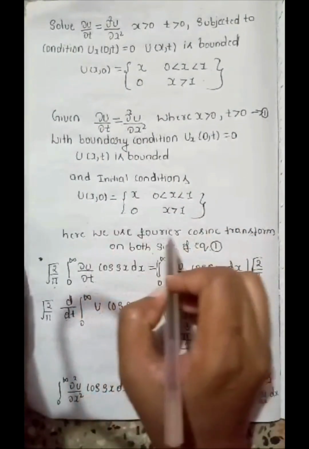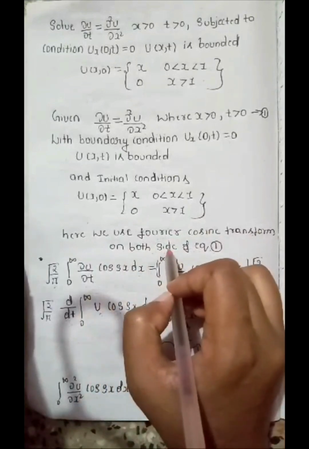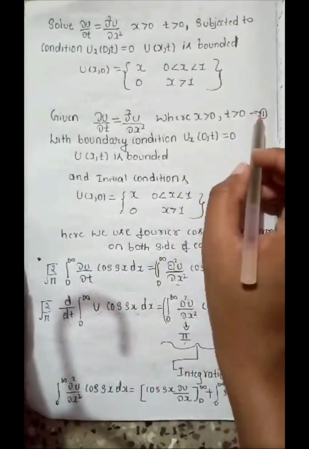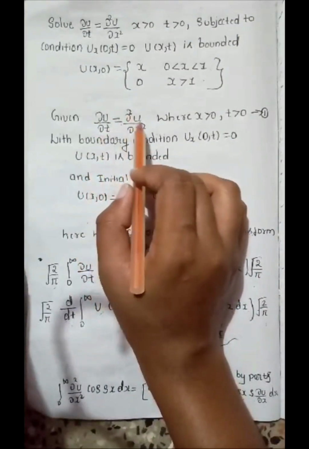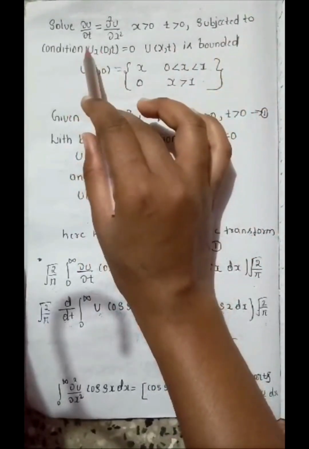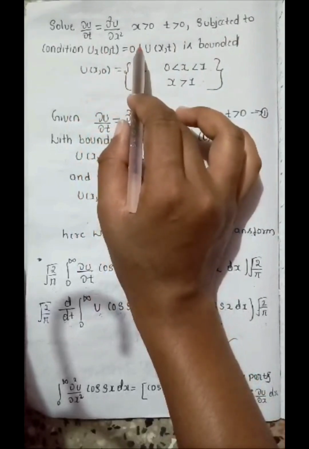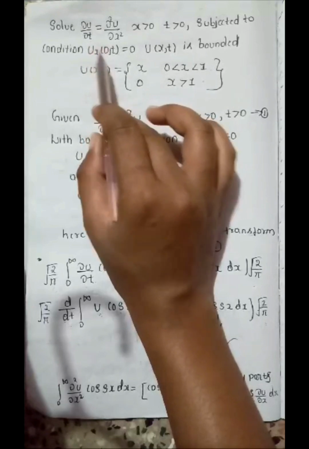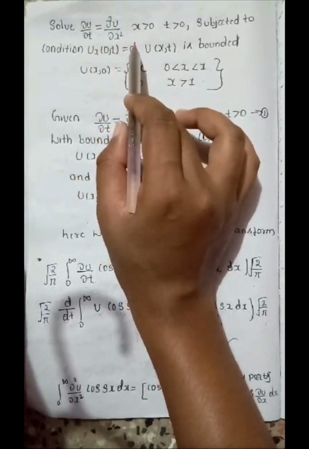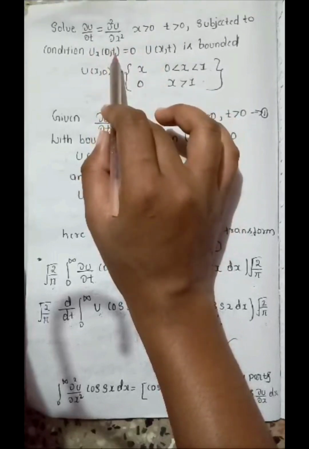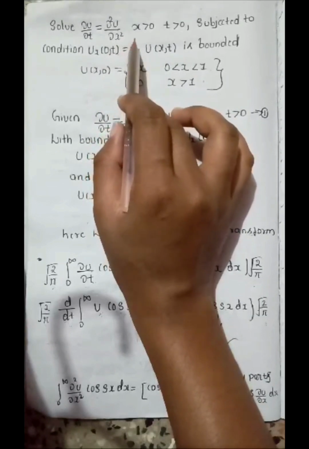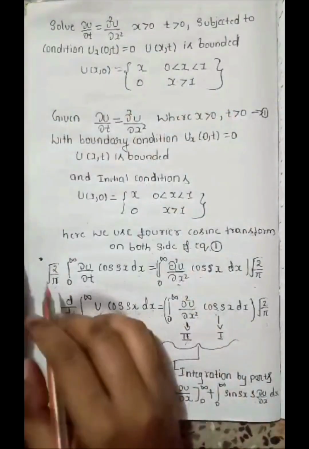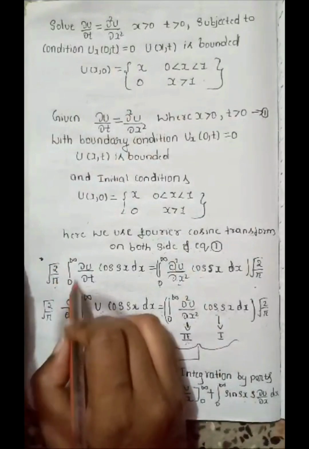So here we use the Fourier cosine transform formula on both sides of equation 1. Why do we use the cosine transform? Because u_x(0,t) = 0. If we had u(0,t) = 0, then we would take the sine transform, and otherwise, when u_x(0,t) = 0, it is the cosine transform.